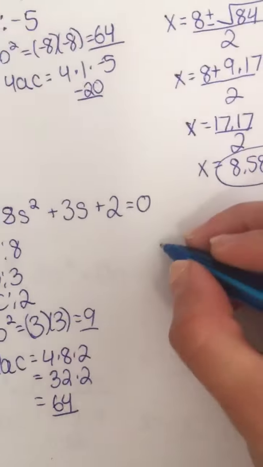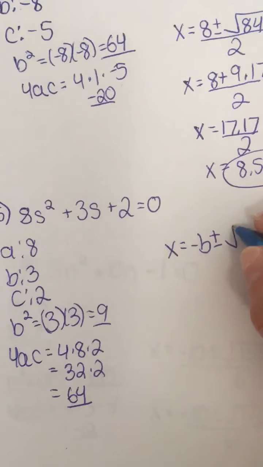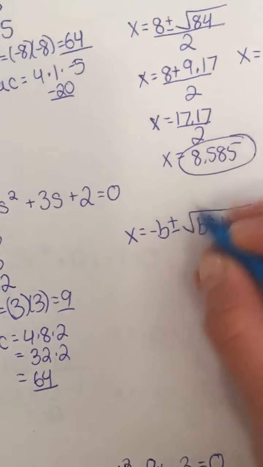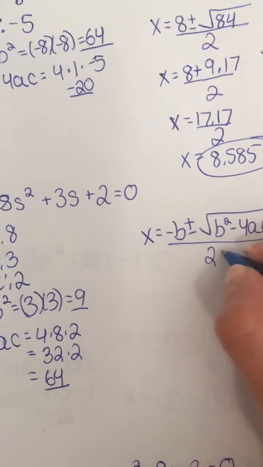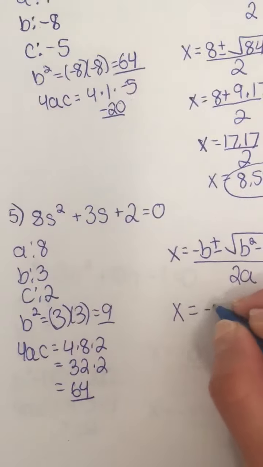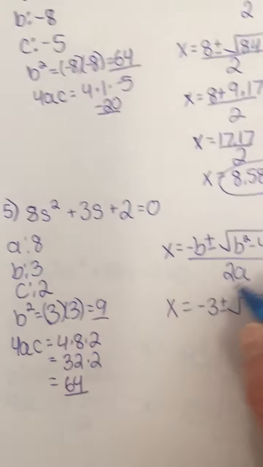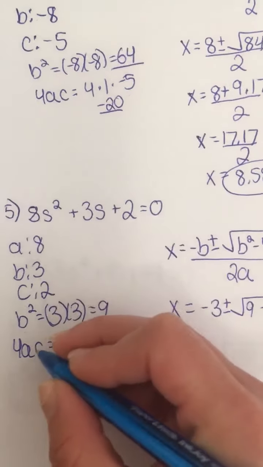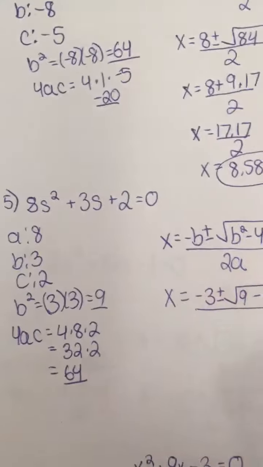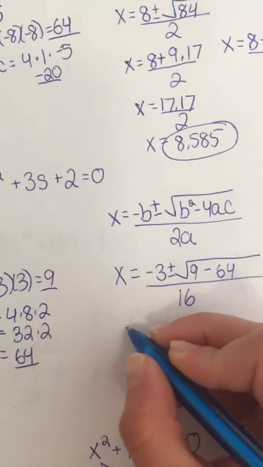Okay, and then let's go rewrite our formula. Negative b plus and minus the square root b squared minus 4ac over 2a. So negative b is negative 3. Plus and minus the square root of b squared is 9. Minus 4ac is 64. Over 2a. 2 times 8 is 16. And we'll simplify.